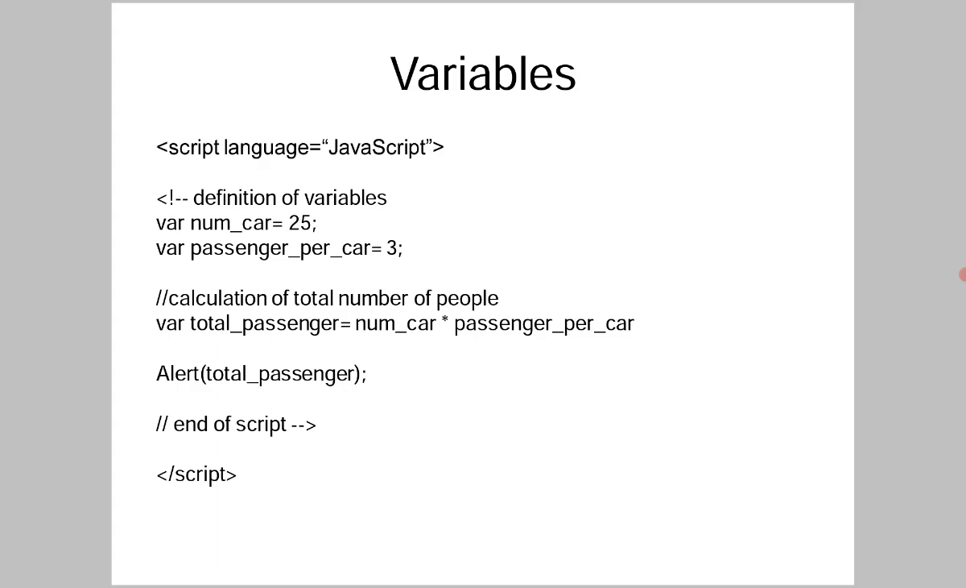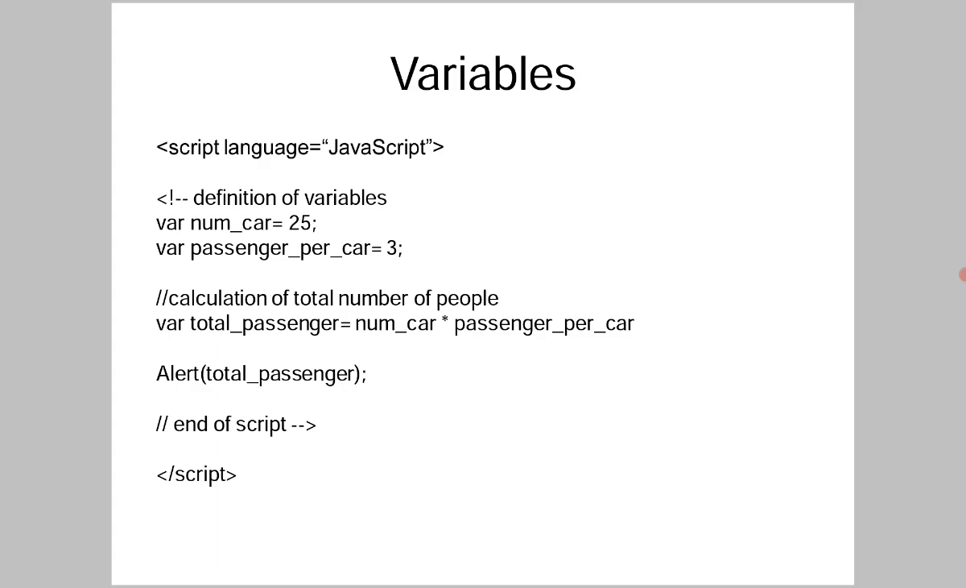By using the var statement, we may define and declare variables in JavaScript. So how do we write a JavaScript program in HTML? To write JavaScript in HTML, we use the script tag. Script tag is one of the tags used in HTML. The syntax is script language equals JavaScript. Generally the script tag can be used anywhere.